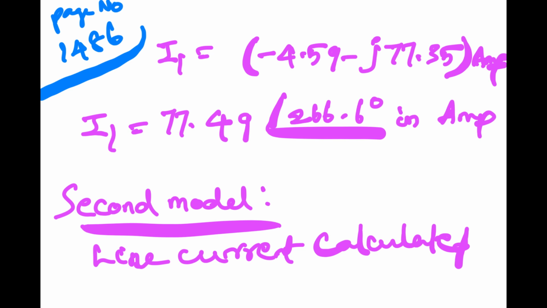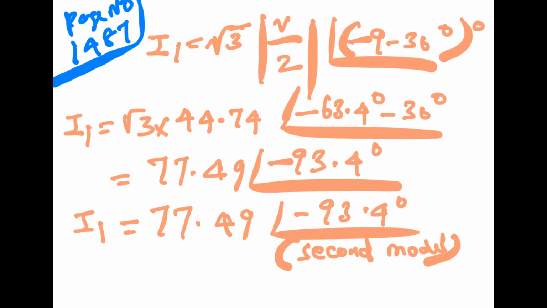Second model: we go to the line current calculation using formulae. In previous classes I explained the complex algebra to polar method; kindly use those classes to learn how to form polar format. I1 is root 3 modulus of V divided by Z angle of minus phi minus 30 degree. Using that formula, root 3 into V divided by Z is 44.74, angle is minus 63.4 minus 30. We find 77.49 angle of minus 93.4 degree. That is the second model.